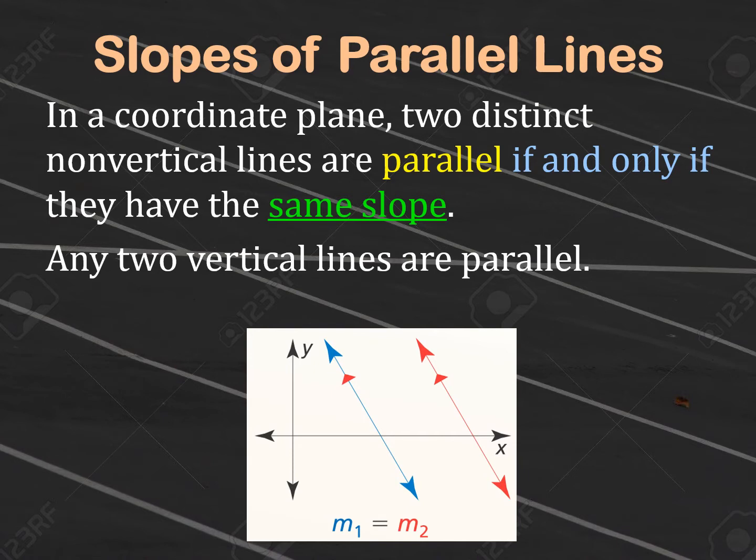So if you recall back from chapter 3 or 4, I don't remember exactly when, but we learned that two lines are parallel if and only if they have the same slope. So that's the only way two lines are parallel. Their slopes have to be equal. The other thing that you want to remember is that two vertical lines are parallel. Recall that vertical lines have undefined slope.